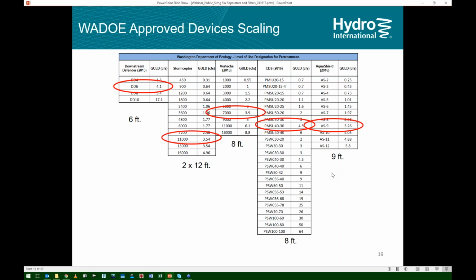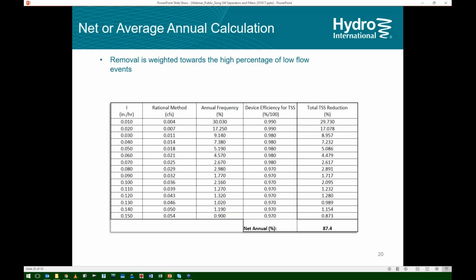So you're thinking, well, quite a lot of variation there in terms of size. So if I was doing this, I might just pick a 6-foot unit because it's the smallest one, cheapest, saves the client some money. Now that's a flow rate sizing.